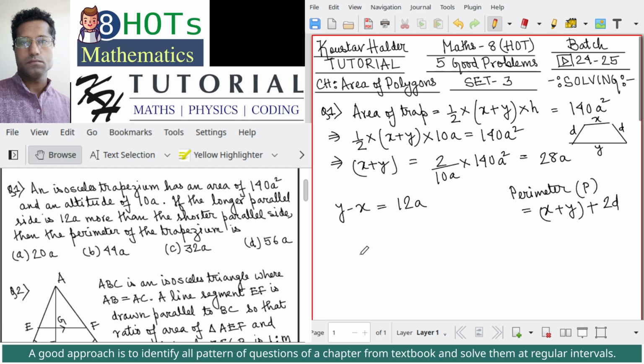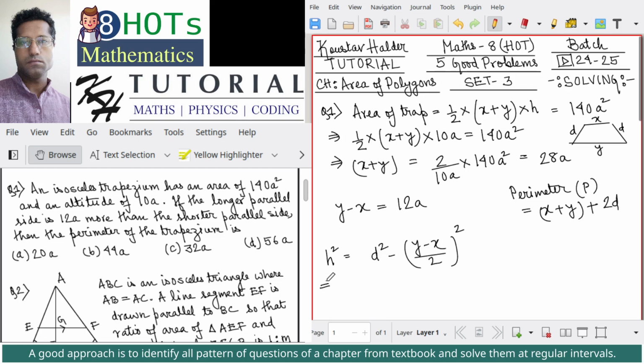If you wish, you can see my theoretical video on how to find the area of an isosceles trapezium in the other playlist, that is CBSE Maths 8 or Agarwal. The formula was that the altitude of an isosceles trapezium, h square, is equal to d square minus y minus x by 2 whole square, where d is the length of each non-parallel equal side. So there is a relation between the altitude, the difference of the parallel sides, and d.